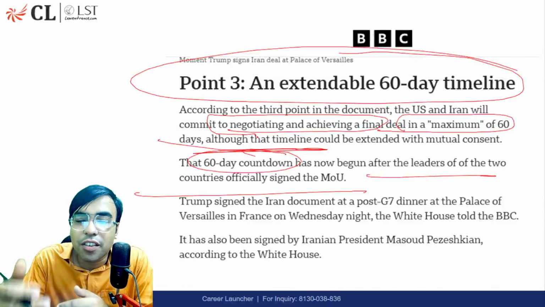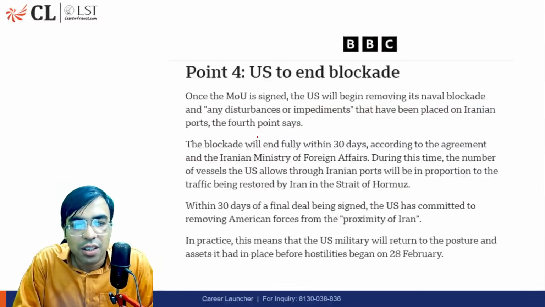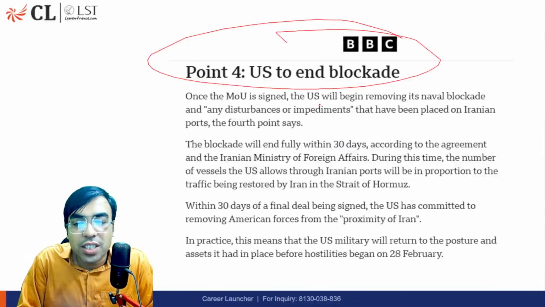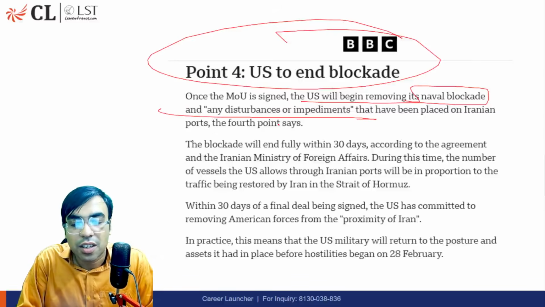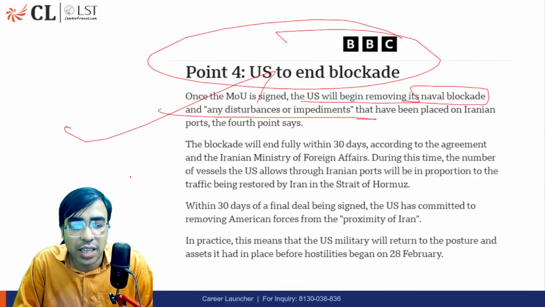That we will achieve a final deal within the 60 days. Right now, for the next 60 days, we are stopping the war. Okay, US to end blockade. So the US decided to remove all the blockades, especially in the Strait of Hormuz. They promised to remove all their naval ships, etc.